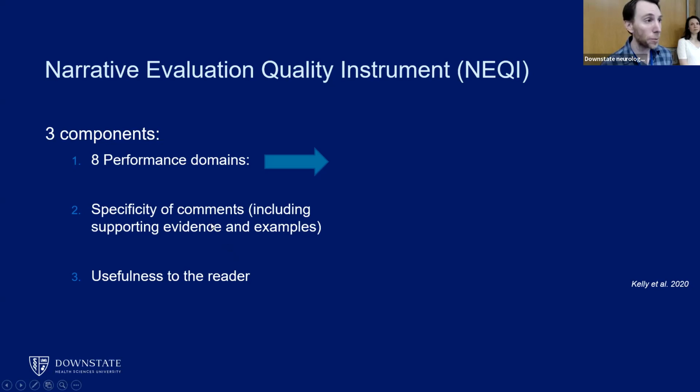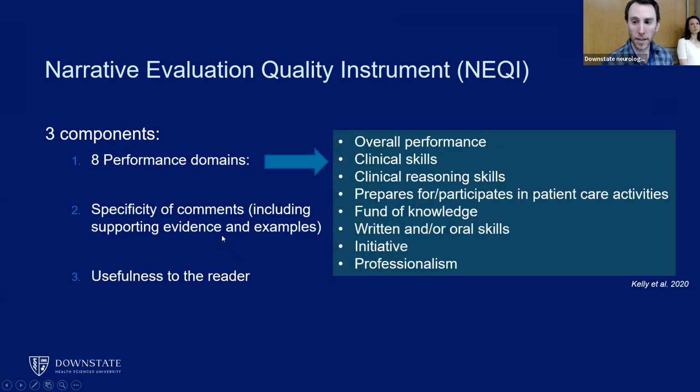The first is performance domains. There are 8 performance domains they list: overall performance, clinical skills, clinical reasoning skills, preparation for and participation in patient care, fund of knowledge, written and oral skills, taking initiative, and professionalism. So how many of these domains are in the narrative? Again, this is like the ACGME competencies. You don't need to include all 8 performance domains. That would be too much, would take too much time, and would not be a reasonable thing to do. But are we including some of these performance domains in the narrative?